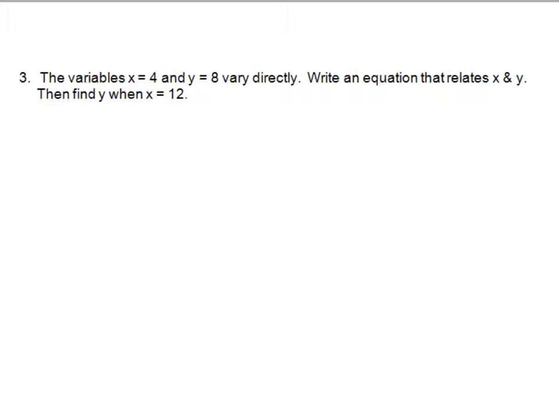Okay, so it's the same thing the way we started out last time. We know that if these two variables vary directly, then we're going to have y equals a times x. First step we're going to do, just like the last example, is we're going to find a. So we're going to plug in 8 from our problem right there for y equals a times x, which is 4.